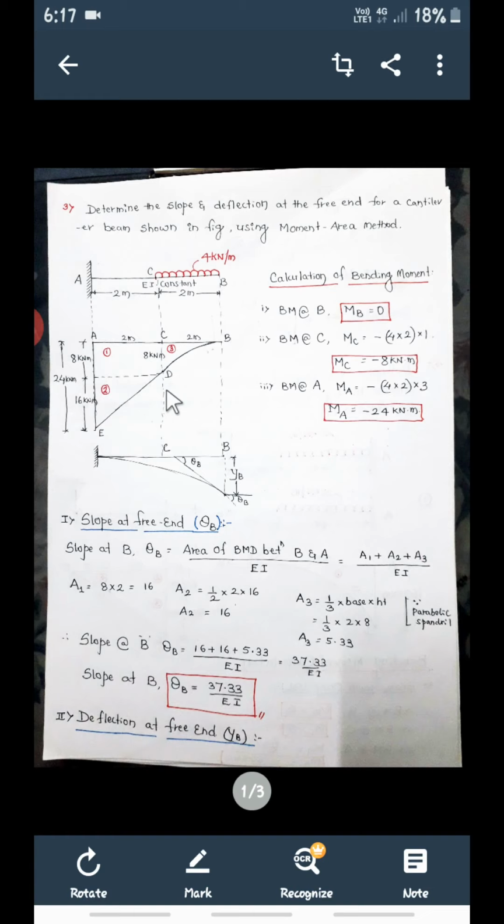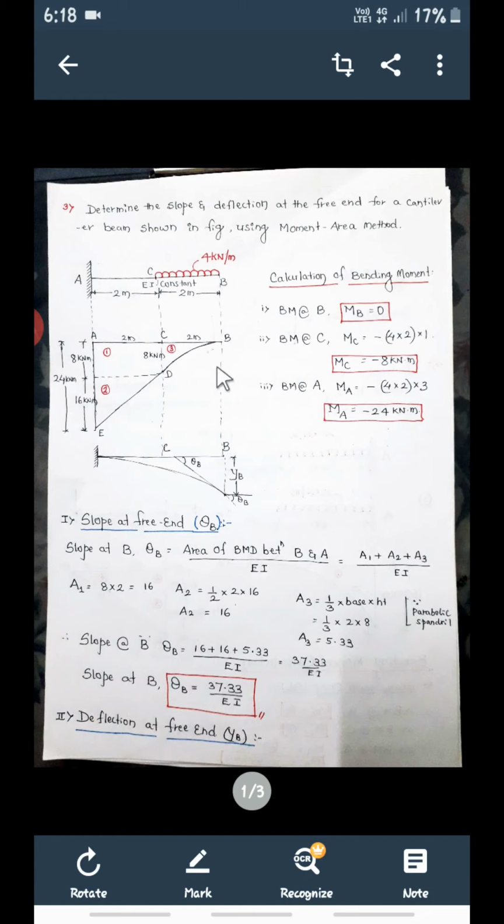This bending moment diagram is divided into 3 parts now. One is a rectangle. Join this; this will be the rectangle. Here we have already calculated the moment at C, which is 8. So this rectangle will be 8 into 2 meter. Then another is a triangle, and the third one is a parabolic spandrel. This is not a triangle, it is a curve here. So there will be 3 areas: one is a rectangle, one is a triangle, and another is a parabolic spandrel. So this is the bending moment diagram.